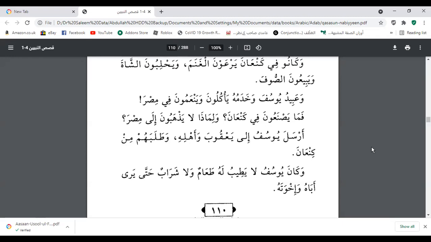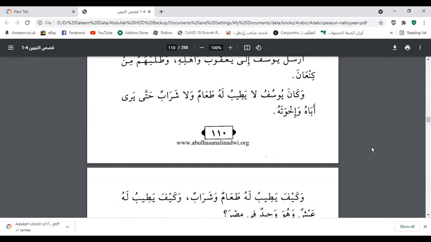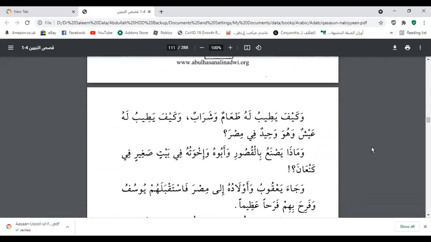أرسل يوسف إلى يعقوب وأهله. Yusuf alayhi salam sent for his father and his family. وطلبهم من كنعان, and he asked them to come to مصر. وكان يوسف لا يطيب له طعام ولا شراب حتى يرى أباه وإخوته. And Yusuf alayhi salam did not like to eat or drink until he had seen his father and his brothers. وكيف يطيب له طعام وشراب?